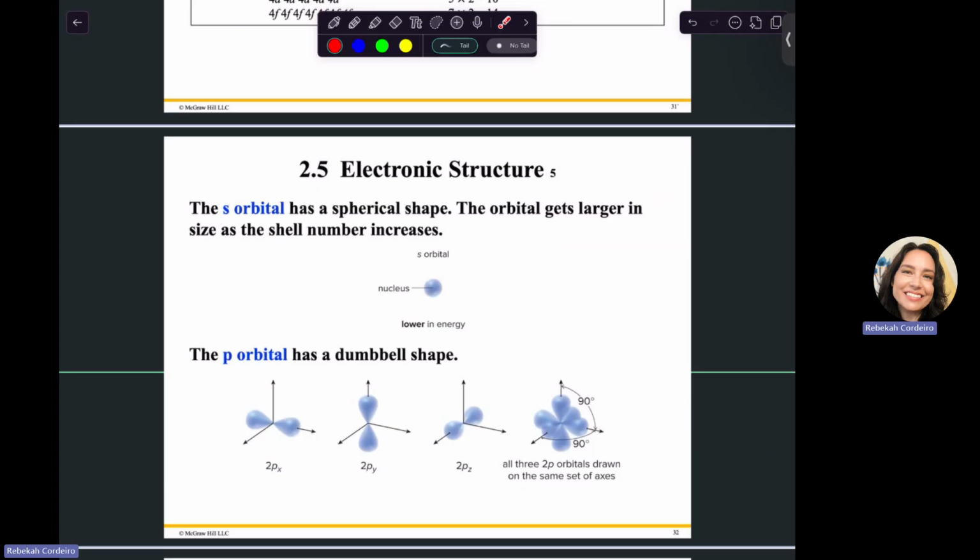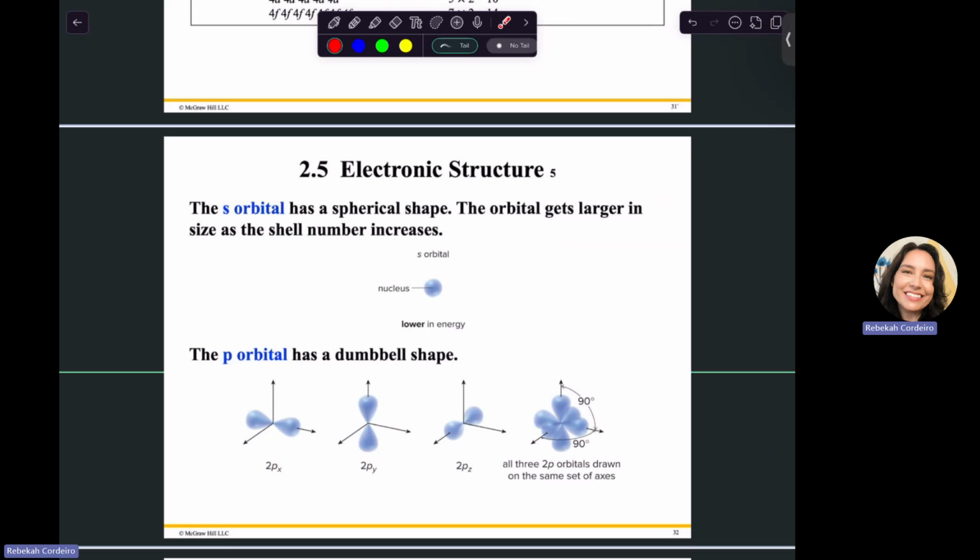The p orbitals have dumbbell shapes. There are three of them: one in the x direction, one in the y direction, and one in the z direction. And z is kind of like 3D coming out at you. And there are three of these p orbitals, and together, they look like this. They get more complicated as we go into d and f.